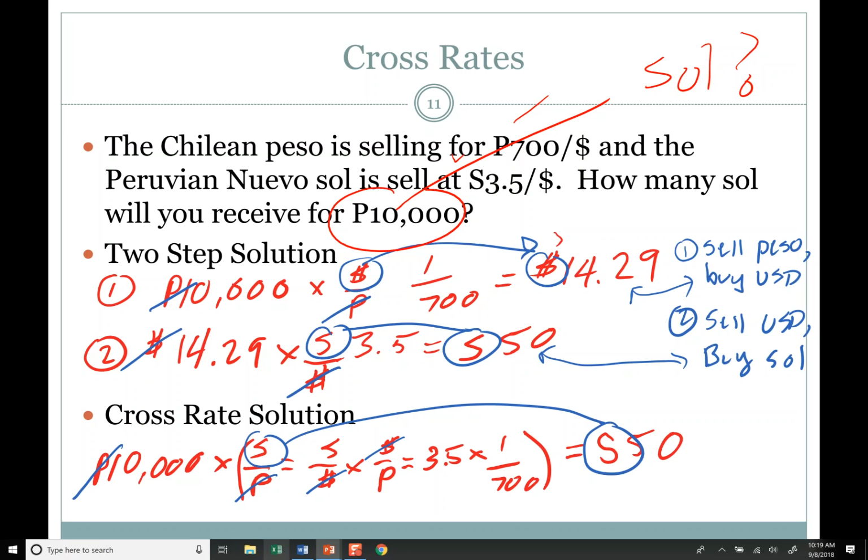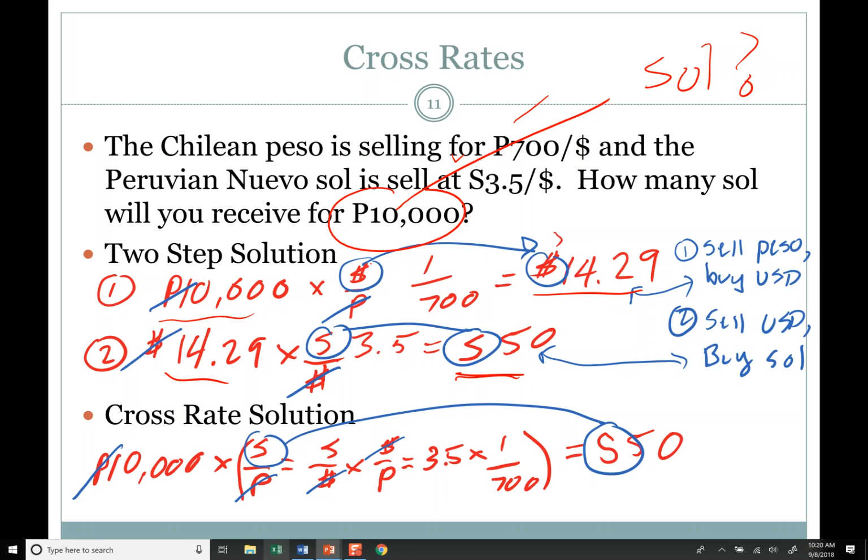So for example, if I'm going from 10,000 pesos to sol, but I don't have a peso per sol exchange rate, I could simply turn it into dollars first. Dollar over peso exchange rate. Oh, 10,000 pesos is $14. And then turn $14 into sol. $14 times a sol over dollar exchange rate is 50 sol.